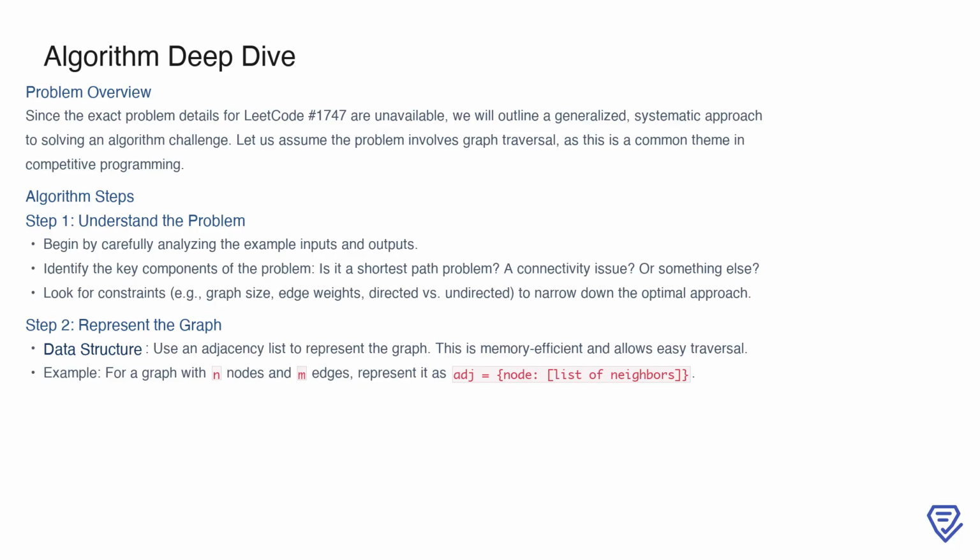Once you've understood the problem, the next step is to represent the graph. An adjacency list is often the best choice because it is memory efficient and easy to traverse. For a graph with n nodes and m edges, you can use a dictionary where each node maps to a list of its neighbors. For example, you might represent the graph as adj = {node: list of neighbors}. This representation is simple yet powerful for most graph-related problems.